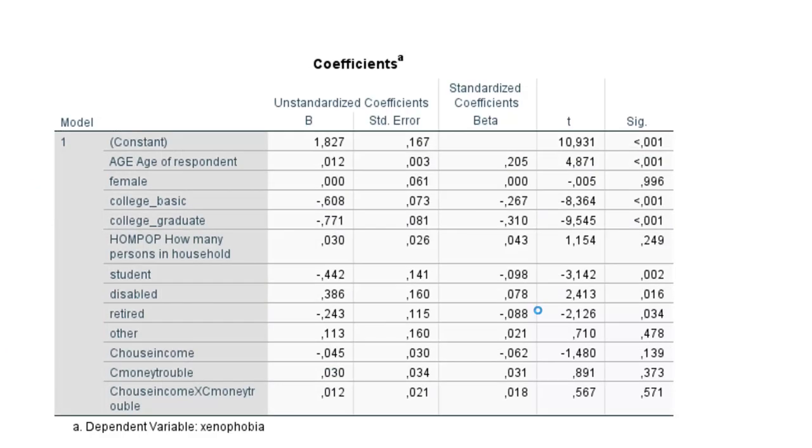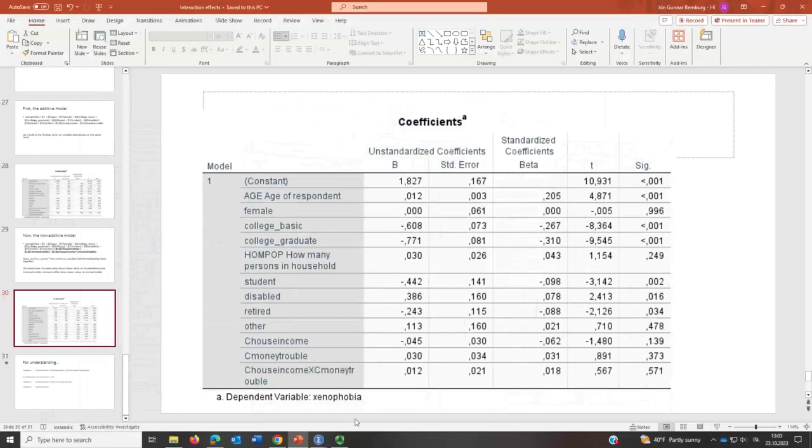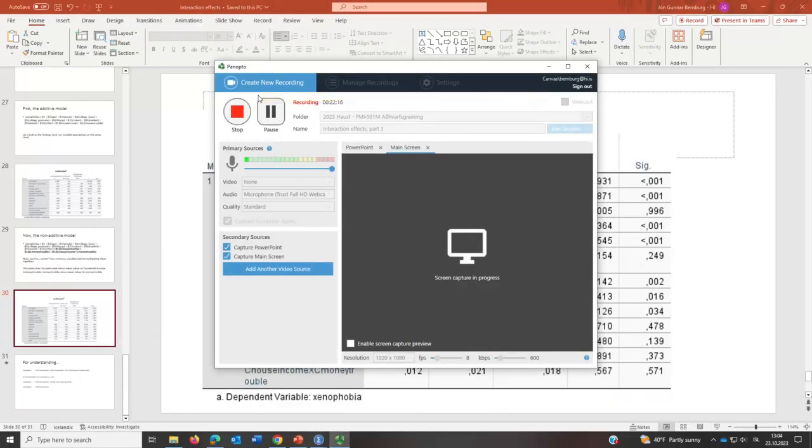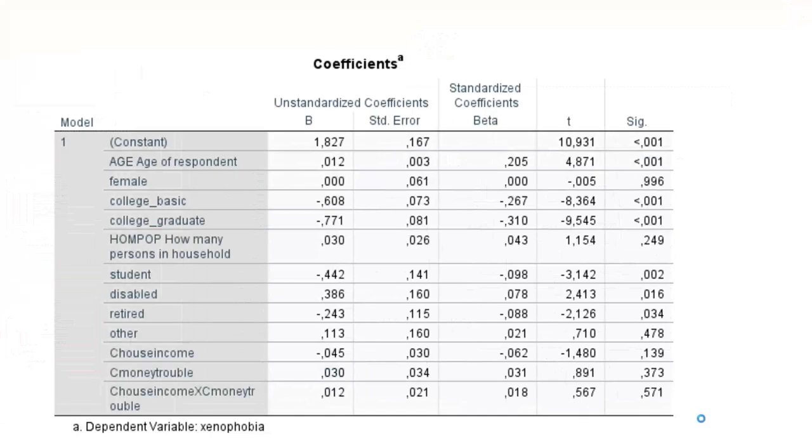Okay. And now we should interpret. Let's interpret this large model. The dependent variable is xenophobia. This model is a combination of additive and non-additive effects. If you look at the screen here, this part of the model, these are all additive effects. They're non-conditional effects.